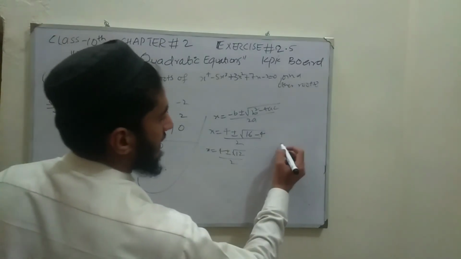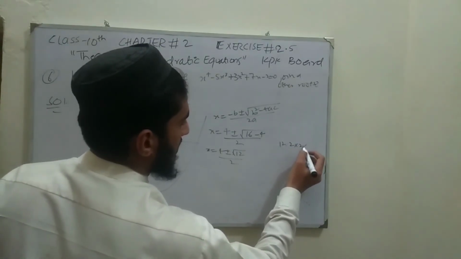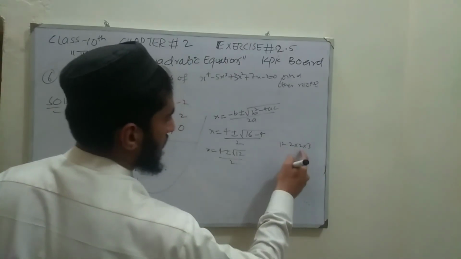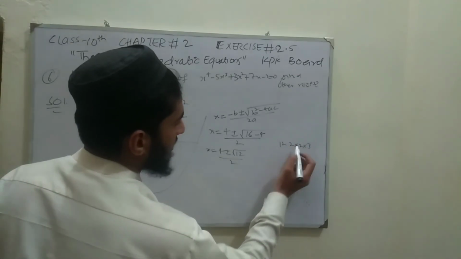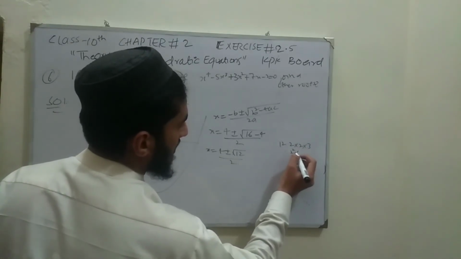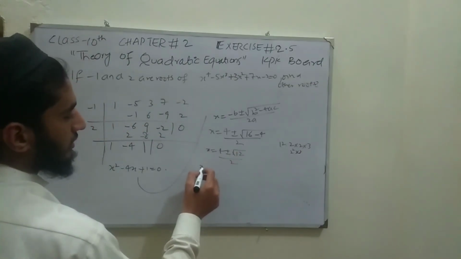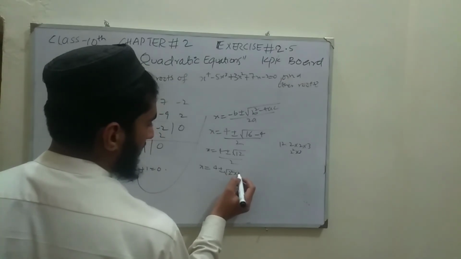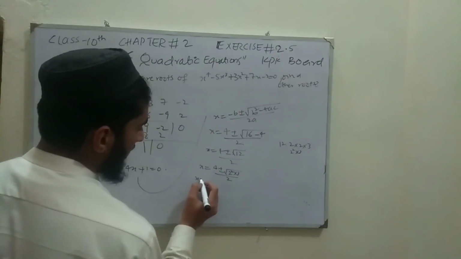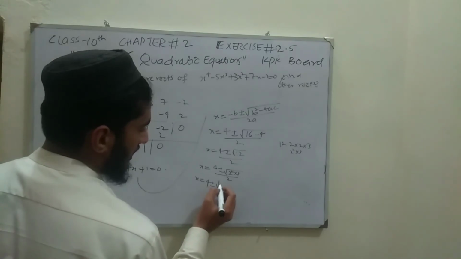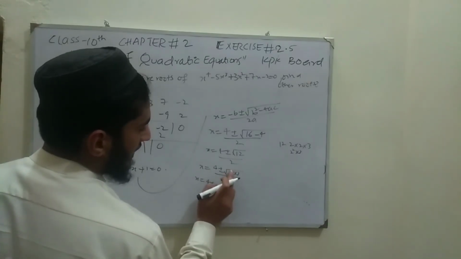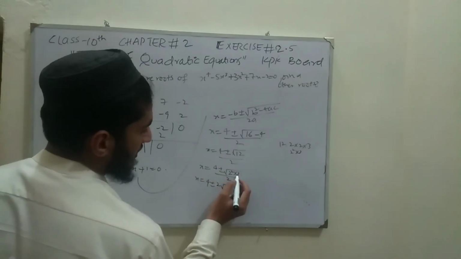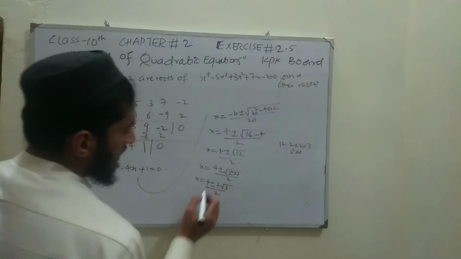We can write 12 as 2 multiply 2 multiply 3, because 2 multiply 2 gives us 4 and 4 multiply 3 gives us again 12. So also we can write 2 multiply 2 is 2 power 2 multiply 3. So right here x is equal to 4 plus minus under root of 2 power 2 multiply 3 divided by 2. X is equal to 4 plus minus, under root of square will cancel out with under root, so 2 will comes out of under root, so inside we are left with just 3, whole divided by 2.